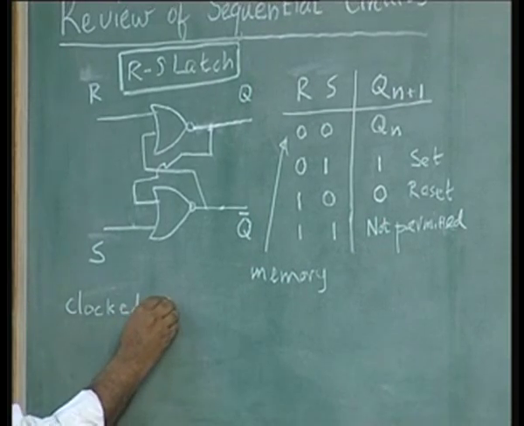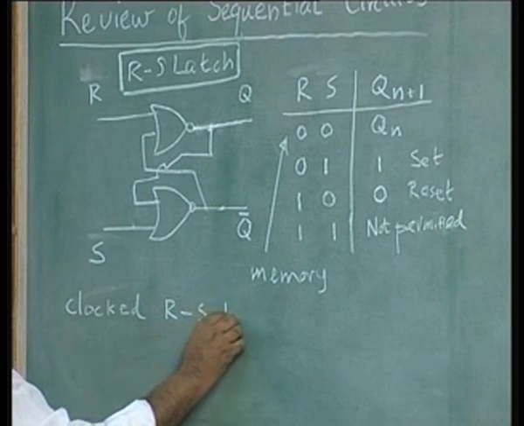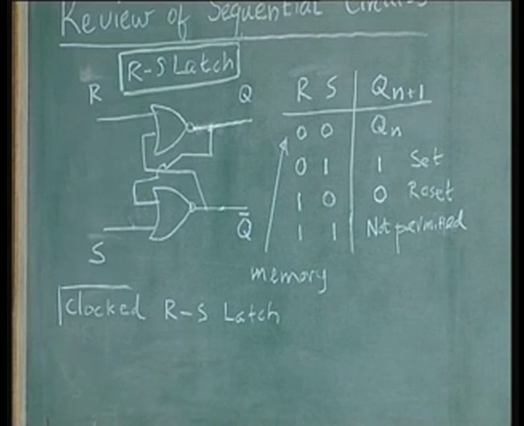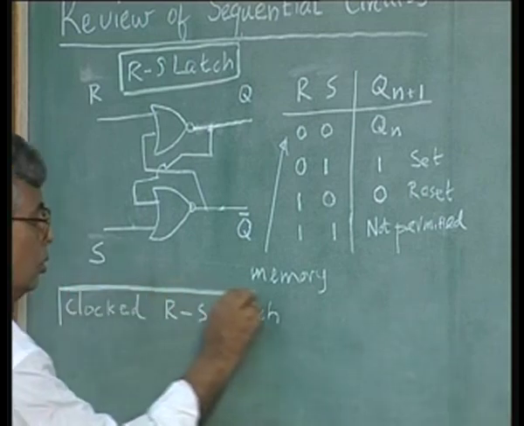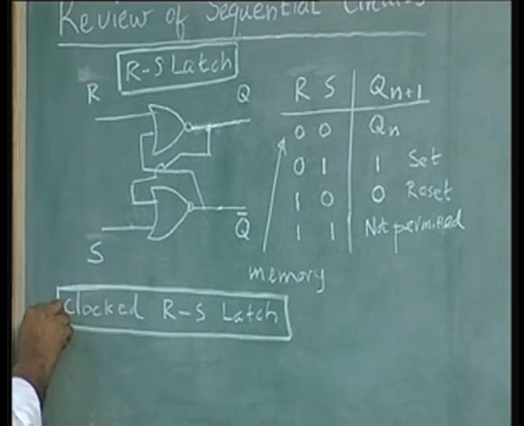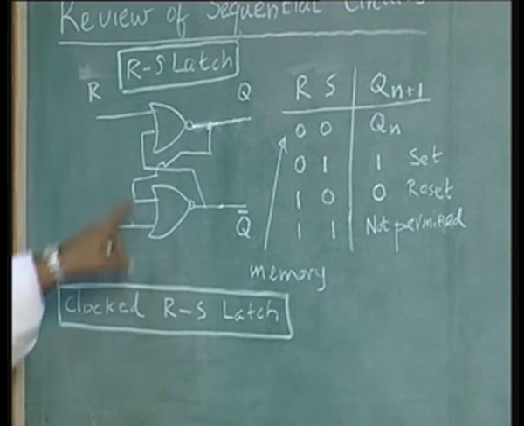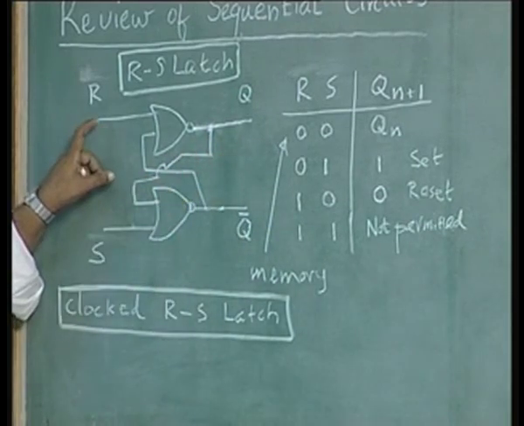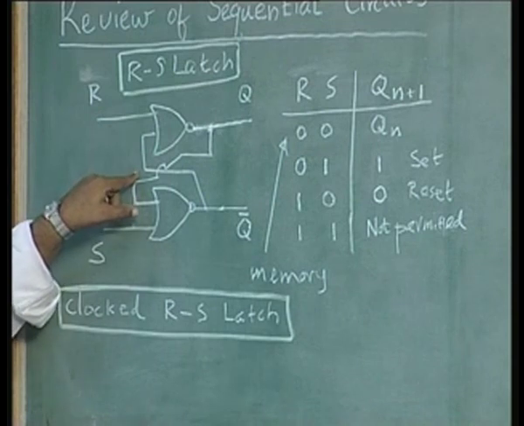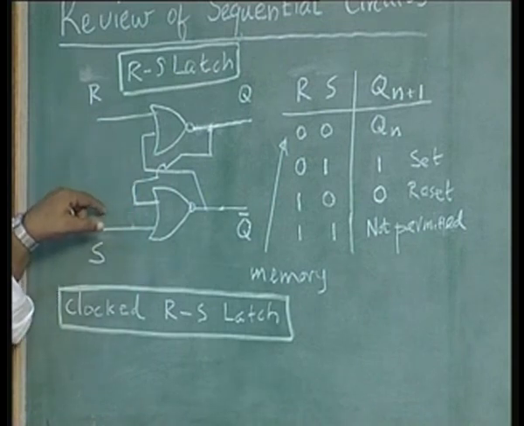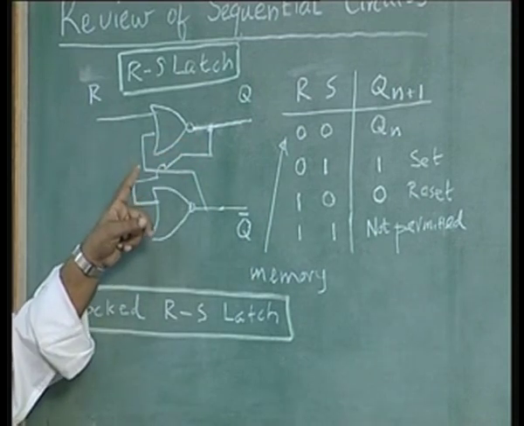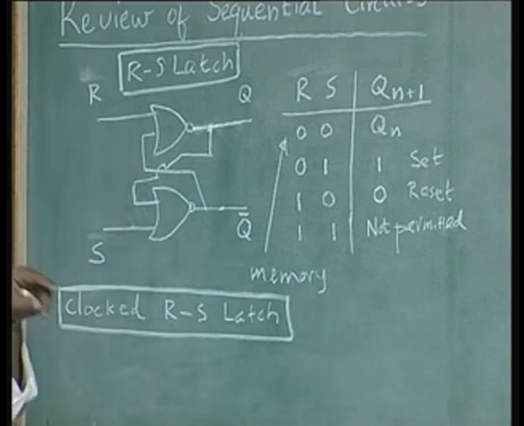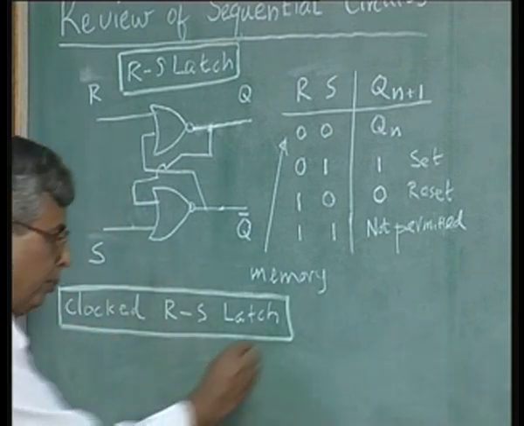When you have a clocked RS latch, you introduce an extra input called clock input. The function of the clock input is to make sure that the changes in the output occur only when the clock is active or high. The inputs may change, output will not change if the clock is low. Output will change when the input changes only if the clock is high. Such a latch is called a clocked latch, also called a flip flop.